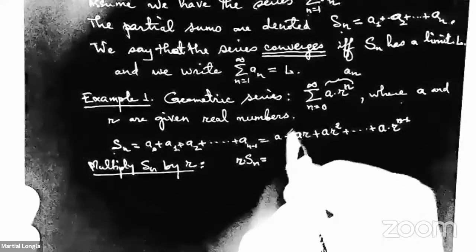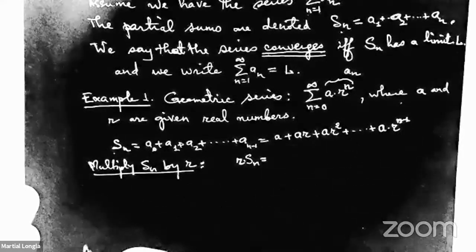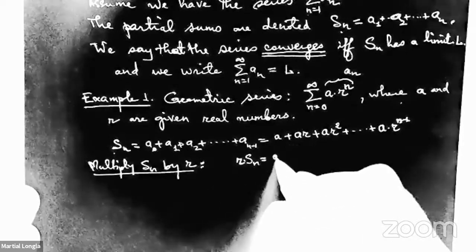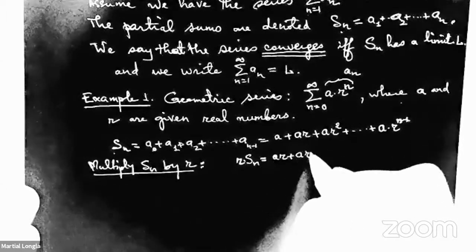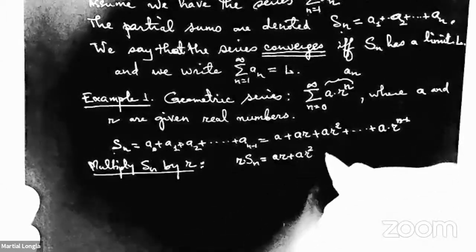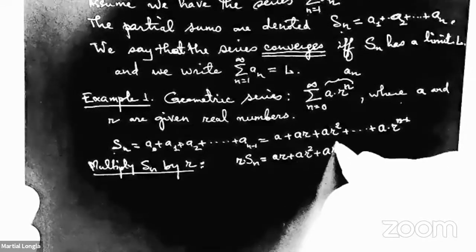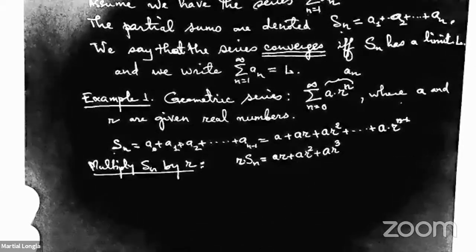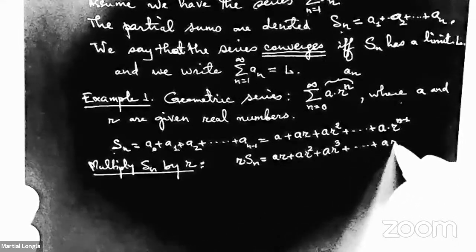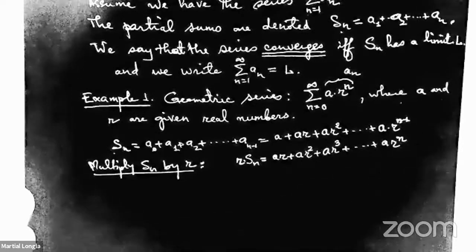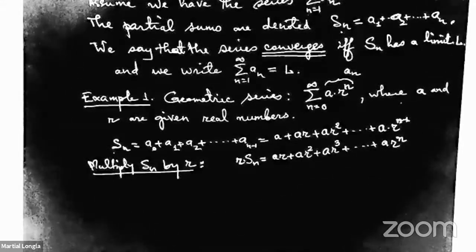When you do that, each of the terms gets multiplied by r, right? So this becomes AR plus AR squared plus AR cubed, plus all the way down to AR to the power N, because when you multiply AR to the power N minus 1 by R, what you get is AR to the power N.